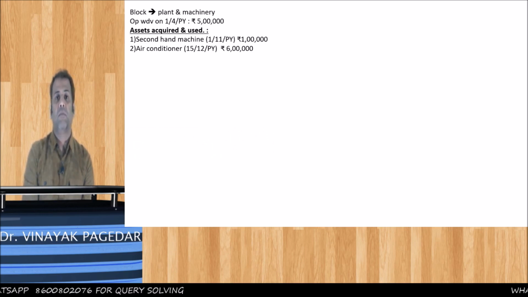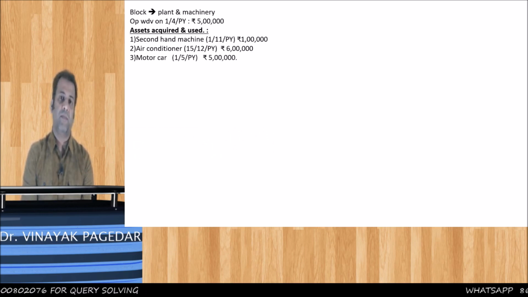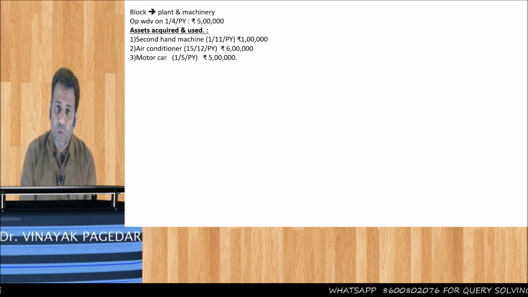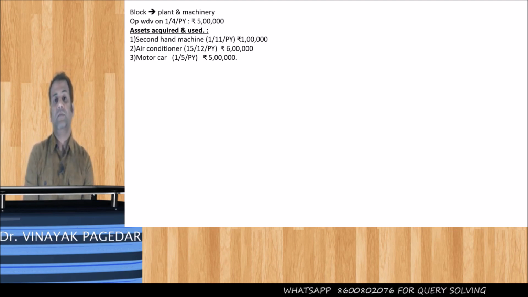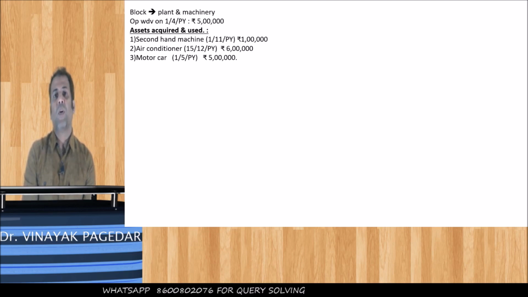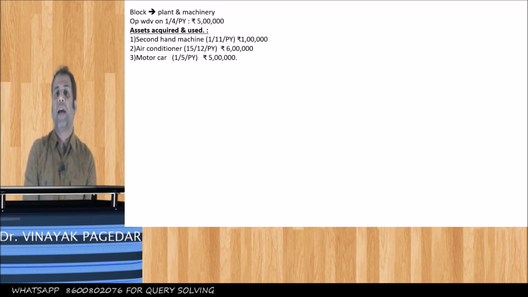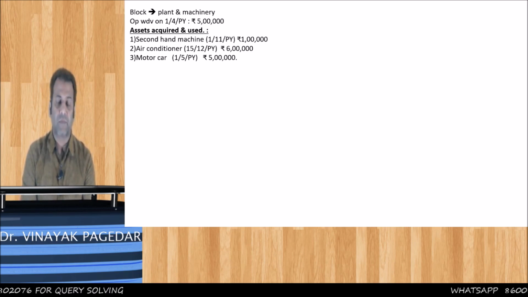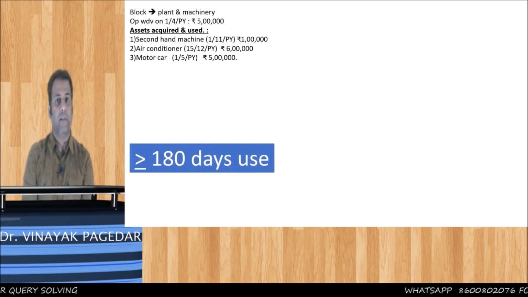And now, the third asset, you tell me. We purchased a motor car on 1st May of the PY and started using it in our business. We purchased it for 5 lakhs. Is this a less than 180 days asset? The answer is no, because it is put to use before 5th of October and therefore it is a 180 days or more asset. Clear?